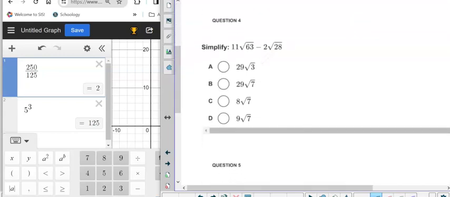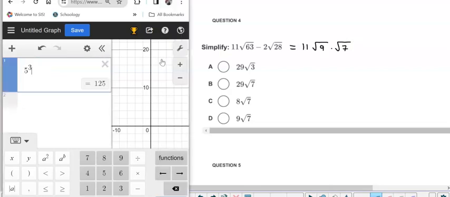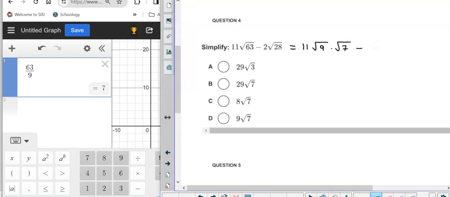Same process here. It just seems like I need to go ahead and simplify both of them. So for the first one, I know 9 goes into 63. So square root of 9 times square root of 7. Actually, yeah, there you go. 9 times 7 is 63. I kind of doubted myself. Minus 2 square root of 4 times 7, because 4 times 7 is 28.